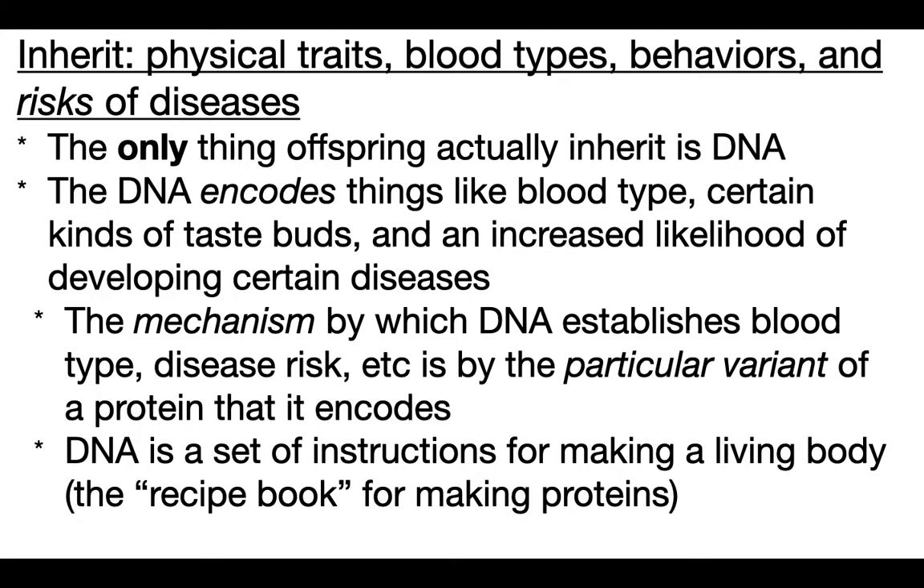Next point, we can inherit physical traits, things like blood types. In some cases, certain kinds of behaviors are inheritable, and risks of disease can also be inherited. But really, the only thing that an offspring actually inherits from its parents is the DNA.